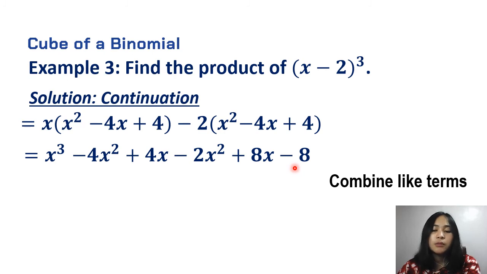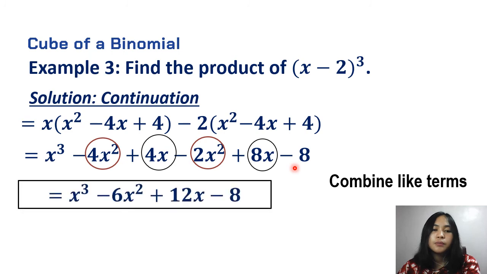So, final answer? Not yet. So, combine like terms. Now, negative 4x squared minus 2x squared, the result is negative 6x squared. Just add them and copy the sign. Negative 4x plus 8x, we have 4x. And copy negative 8, and x cubed. So, that is how we solve the cube of a binomial.